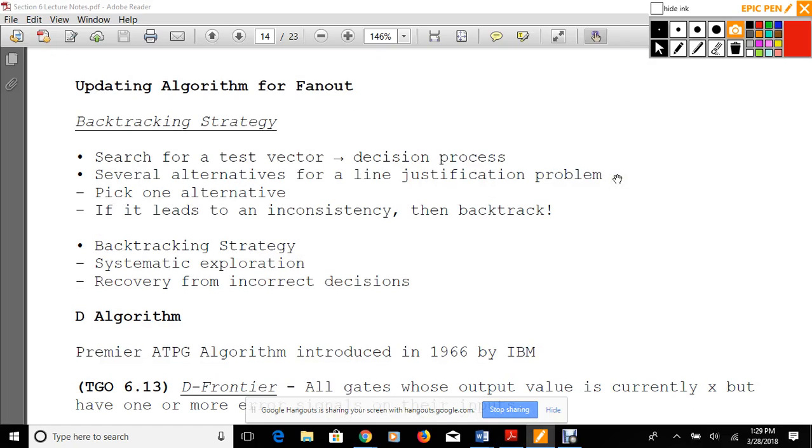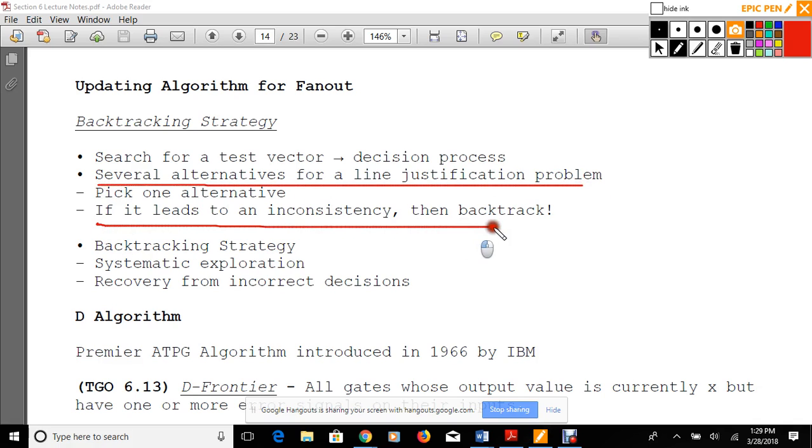All right, so first we're going to talk about this backtracking strategy. If you recall, I said there's backtracking and different circuit families. This backtracking strategy allows us to incorporate sequential elements and fan-out elements. To search for a vector, we have to do a decision process. The algorithm is going to deliberately make guesses, and then from there, you pick several alternatives for a line justification. You pick one alternative. If it leads to an inconsistency, then we're going to backtrack, and you're going to see examples here.